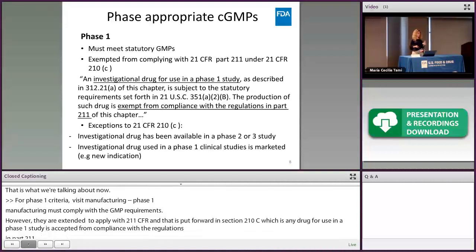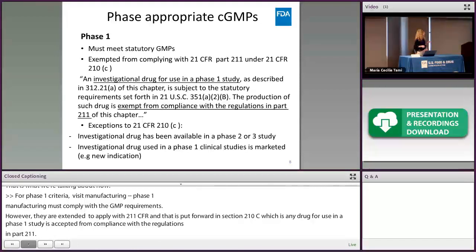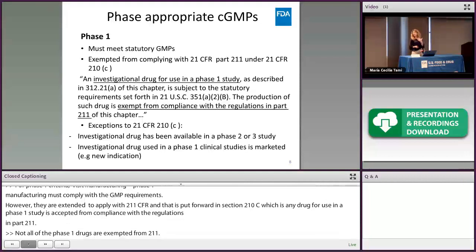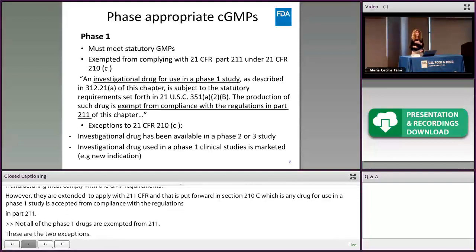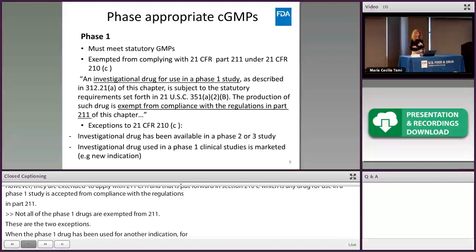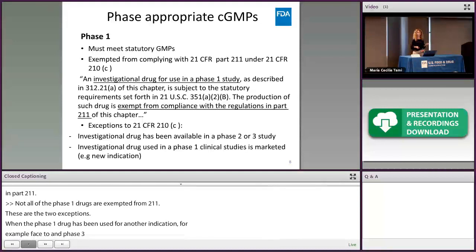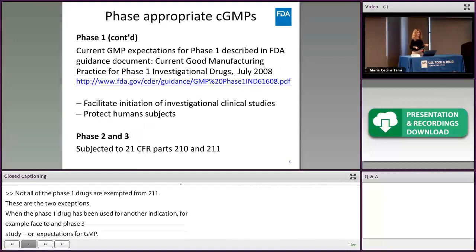When the phase 1 drug has been used already for another indication, for example, in a phase 2 or phase 3 study, then it should be compliant with the phase 3 expectations for GMP. And the same if you use a marketed drug for a phase 1 study, the expectations for that drug are really full GMPs because it's a marketed drug.